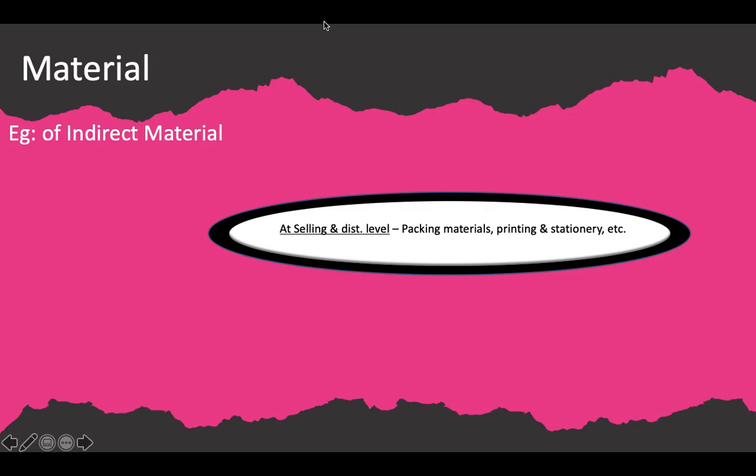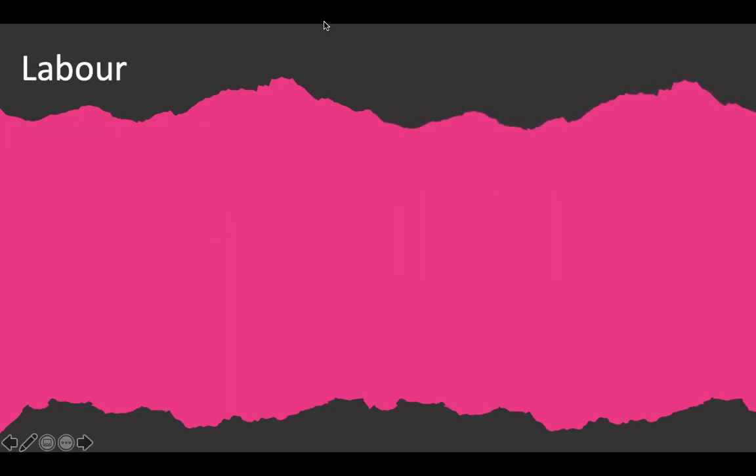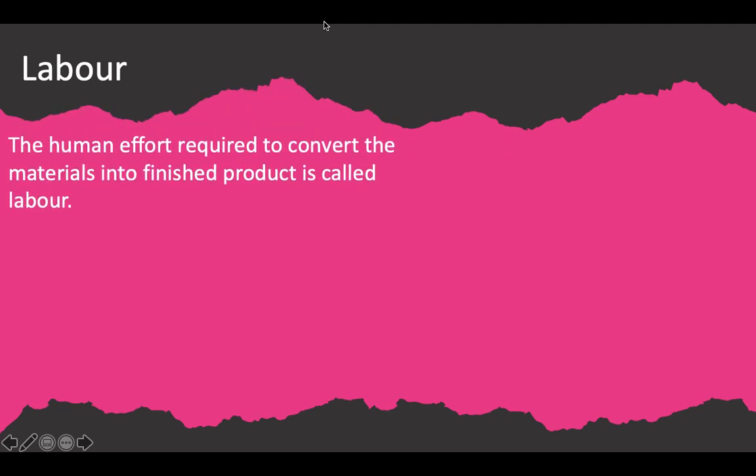And next thing is about labor. What's the meaning of labor? Labor is the human effort required to convert the materials into finished products, can be called as the labor. The human effort and not the machine effort. The human effort required to convert those materials into finished products can be called as the labor, where we have to spend for making a particular product. And again, these things can be classified into two main categories, as direct labor and then the other one is indirect labor. What's the meaning of direct labor?